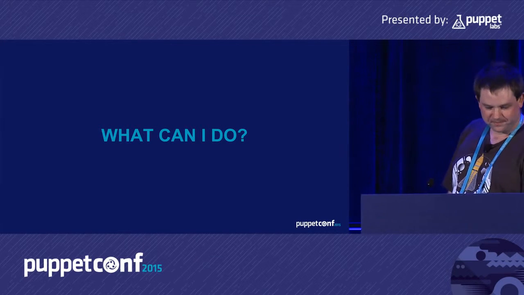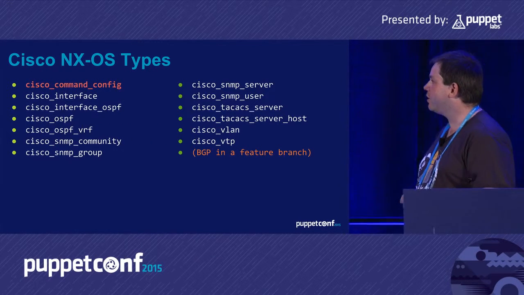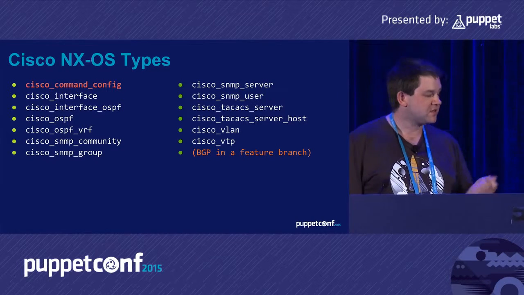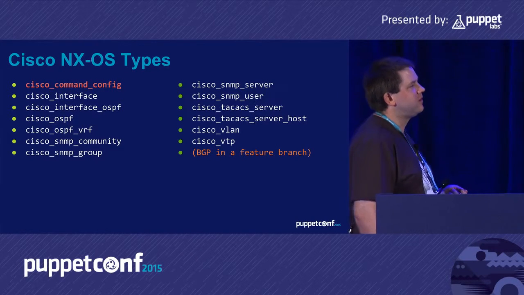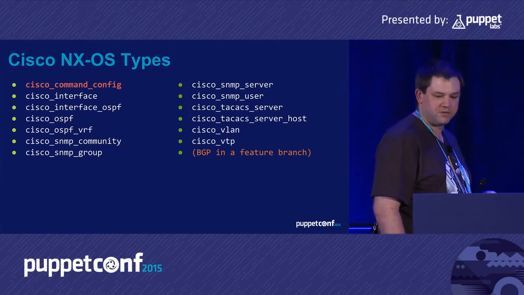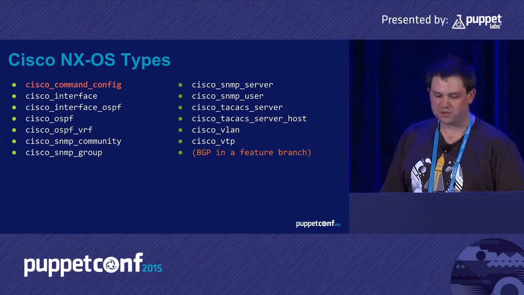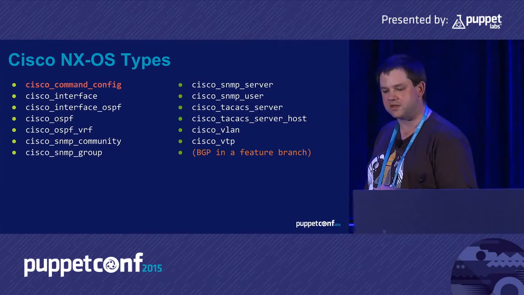That's a great question. We are going to go over some of the types that exist today, pulled straight from documentation from the Forge and the vendor modules. This is what you can do on a Cisco Nexus today.